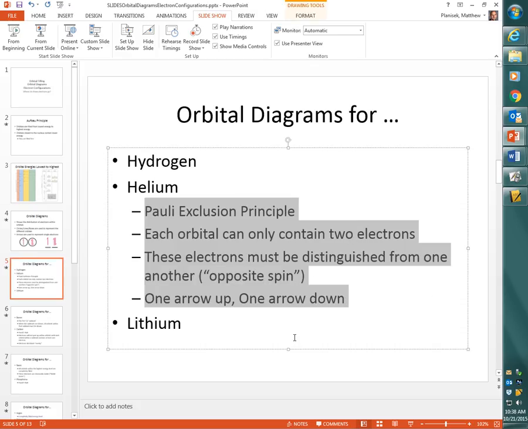So helium's orbital diagram represented for us the Pauli exclusion principle. Each orbital can only contain 2 electrons, and these electrons are distinguished from one another. Yesterday, I know you weren't here yesterday, but yesterday we talked about the spin quantum number. We said that those electrons have opposite spin, even though they're not technically spinning. But we represent that with one arrow up and one arrow down. Opposite spin. Did you write down spin quantum number?